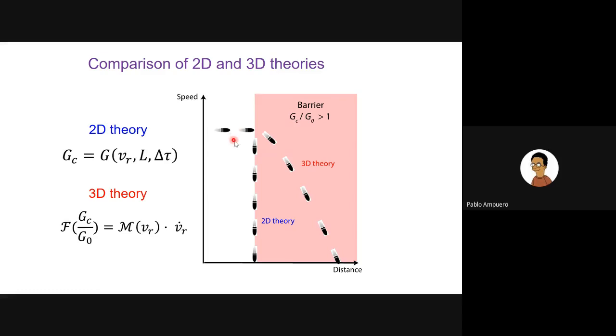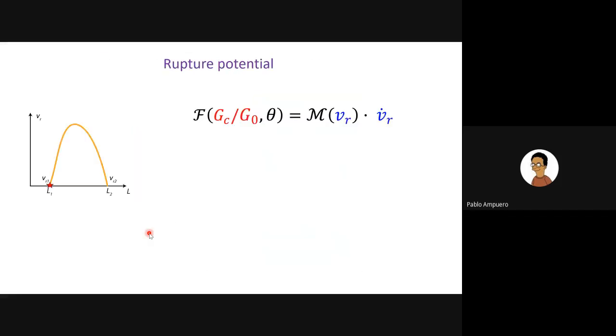And this happens in a very different way in 2D and 3D. In 2D, when the rupture hits a barrier, it stops, boom, immediately. But in the 3D theory, it manages to penetrate into the barrier to some distance. So it stops progressively. And this is because in 3D, the rupture does have inertia. That's this term here on the right.